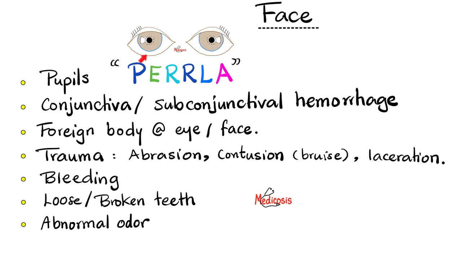Subconjunctival hemorrhage is seen on the outside. To make it easy, look at this white of the eye, which is the sclera. If you find blood here, that's probably subconjunctival hemorrhage. But if you find a level of blood inside, like this, that is called hyphema. Look for foreign bodies near the eye, at the eye, or on the face. Look for signs of trauma, such as abrasions, contusions, and lacerations.